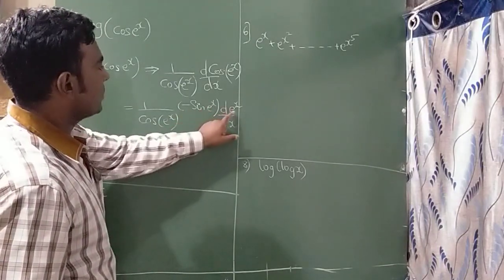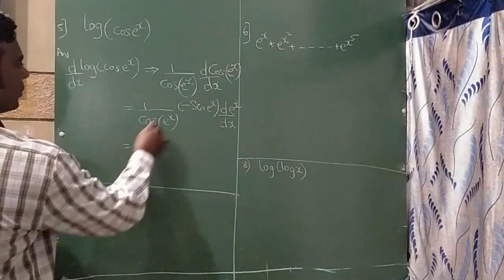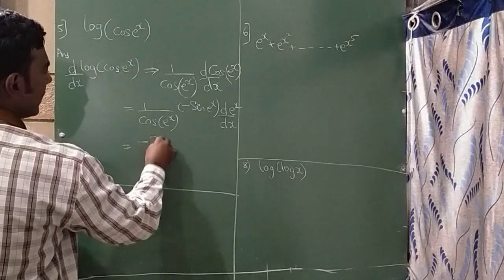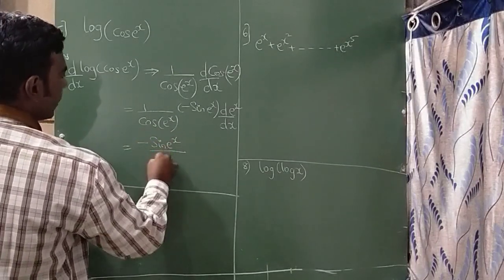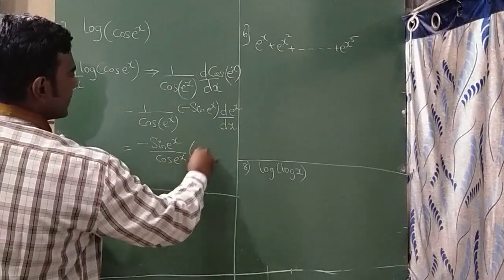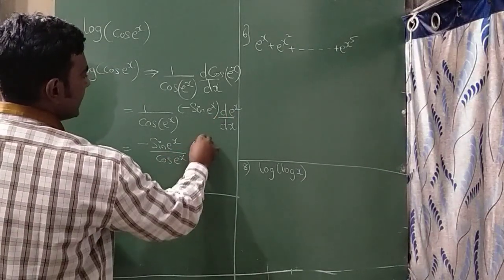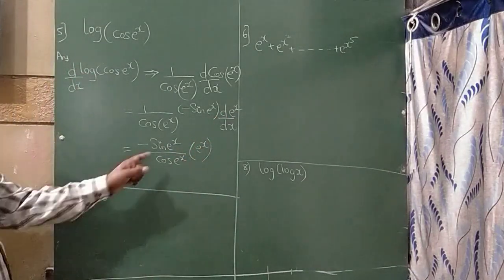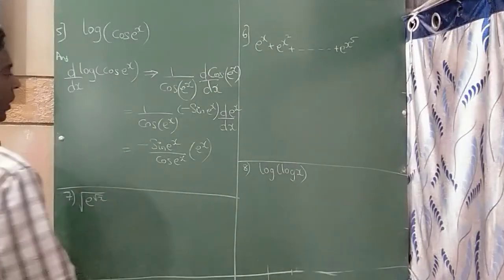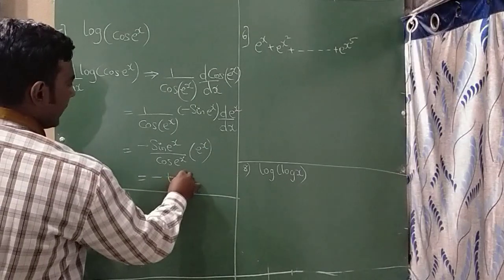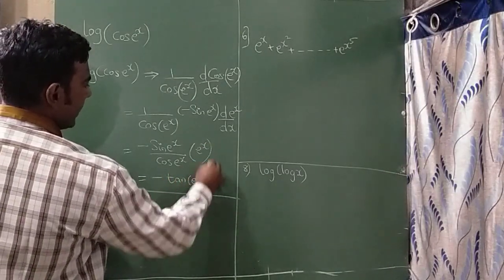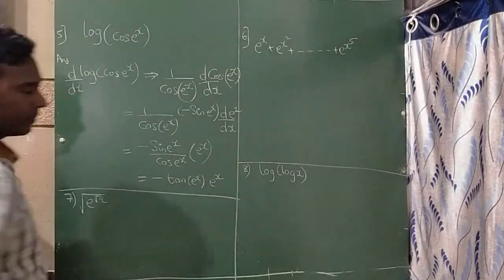you need to write d by dx of e raised to x. Now what I am going to write here, take this minus outside, sin e raised to x divided by cos e raised to x, d by dx of e raised to x is e raised to x. You can keep the answer this much, or what you can do is sin by cos will become tan e raised to x and this e raised to x here.